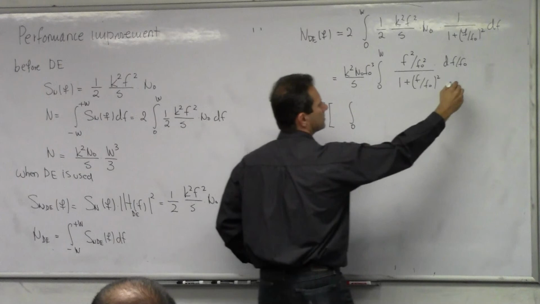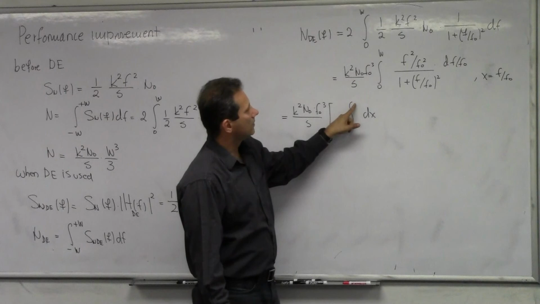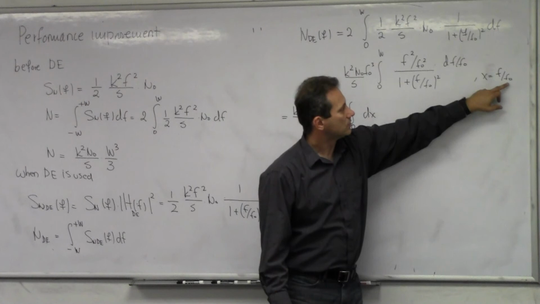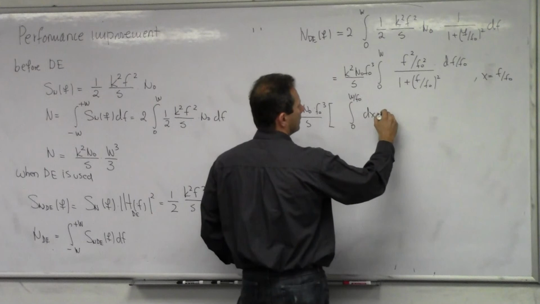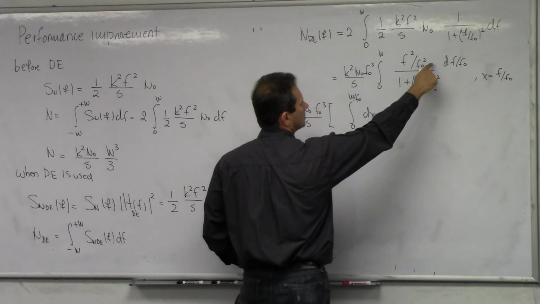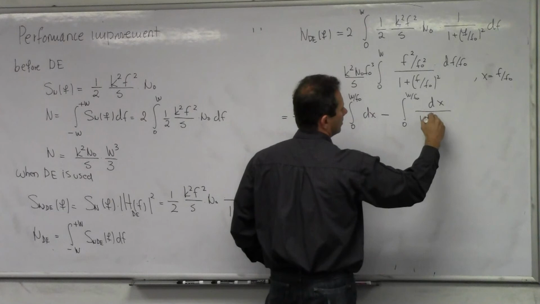Actually, let me also introduce a substitution. x is equal to f over f0. So this becomes dx. When f is equal to w, what is x? When x is equal to f over f0, so when f is equal to w, x is equal to w over f0. And then I have here minus, I have added 1, then I need to subtract 1. So if I subtract 1, it's minus 2, 0, dx over 1 plus x squared. That's what's happening there.